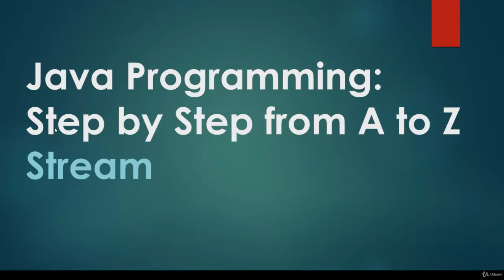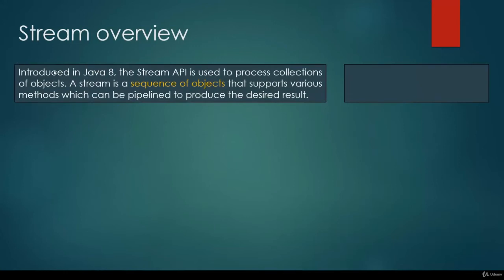Thanks for watching. In the coming lectures, we are going to talk about the Stream API. So first of all, what is a stream? Introduced in Java 8, the Stream API is used to process collections of objects. A stream is a sequence of objects that supports various methods which can be pipelined to produce the desired result.